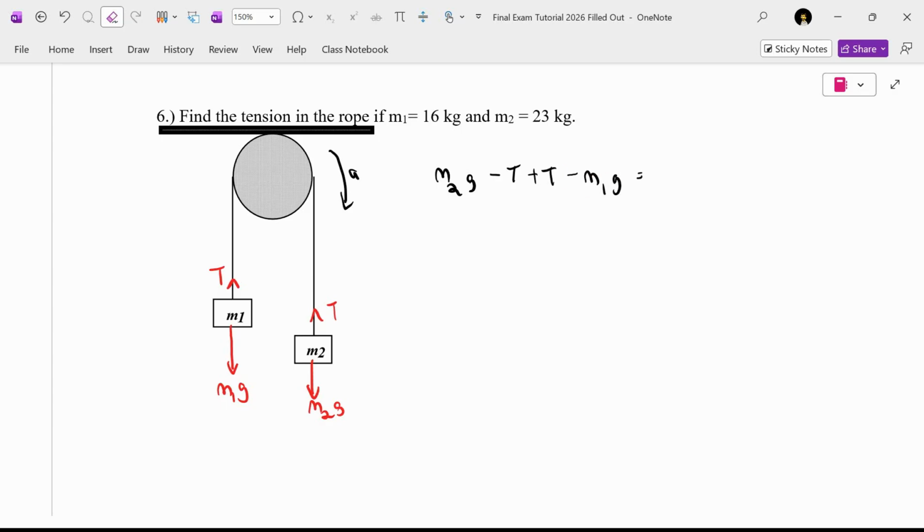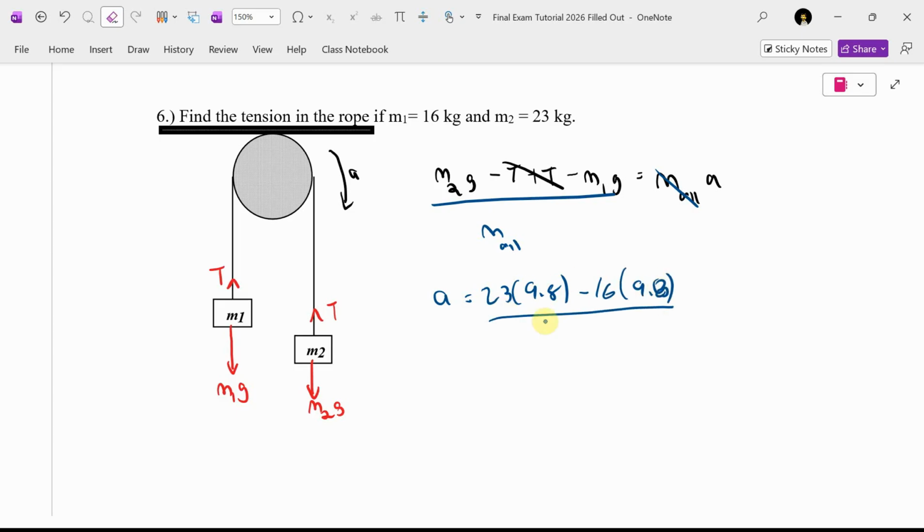What do I have to change the right-hand side to if I have forces from more than one mass? M all times a. Tensions cancel, and then we can still use Ryan's theorem. Get the acceleration. It's going to be 23 times 9.8 minus 16 times 9.8, all divided by 16 plus 23.